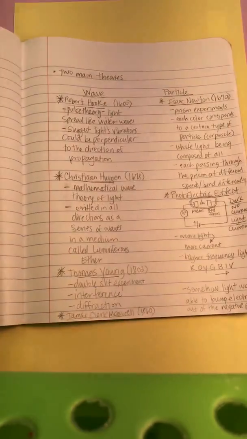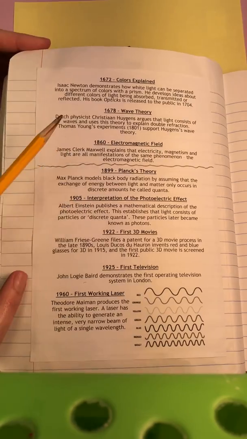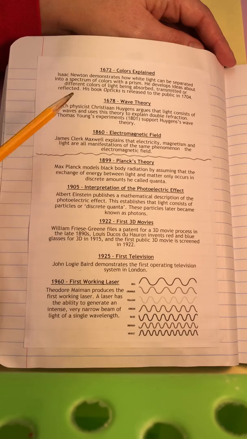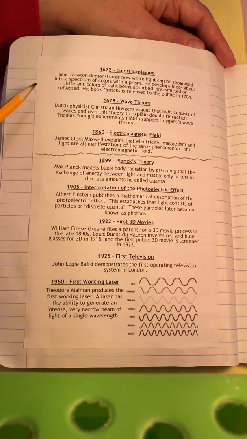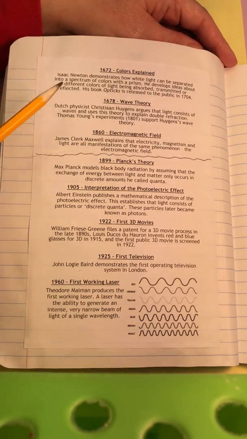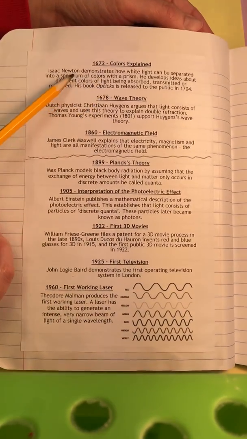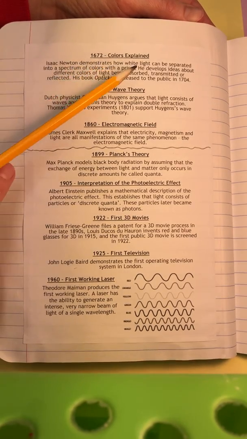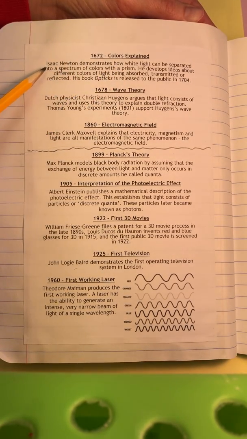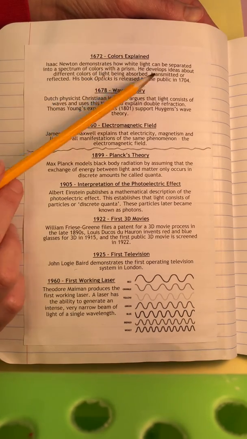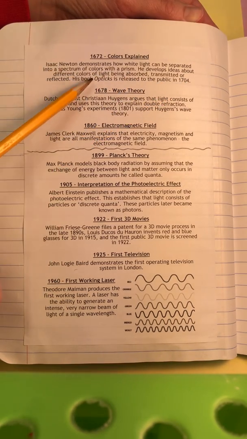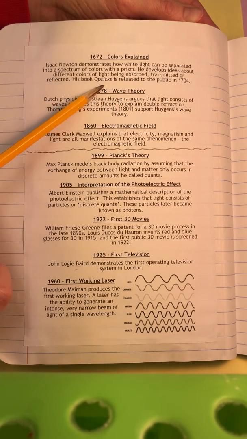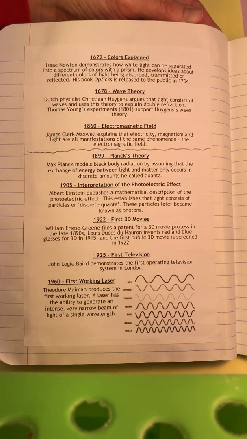And so the wave theory of light was that light was behaving like a wave with speed and all that. And then the idea is, well, wait, it does have wave-like behaviors, but it also seems to have particle behaviors. And so Sir Isaac Newton starts doing his famous experiments with the prism, and he's able to separate the light into a spectrum of colors. He develops the idea of the different colors of light being absorbed, transmitted and reflected. And he puts his book together, Optics, which is released to the public in 1704.